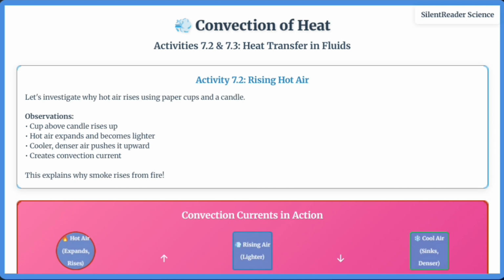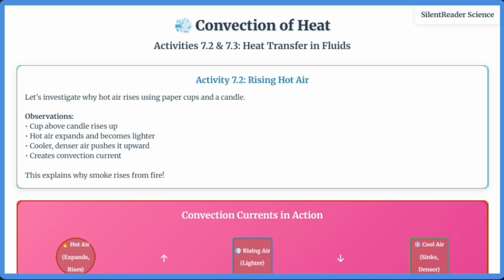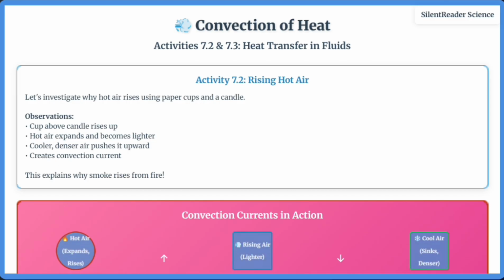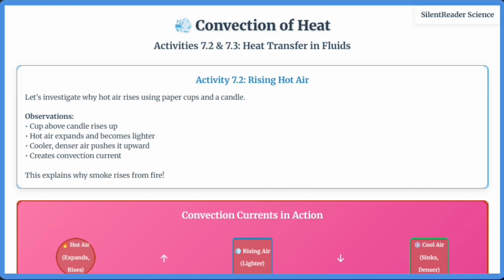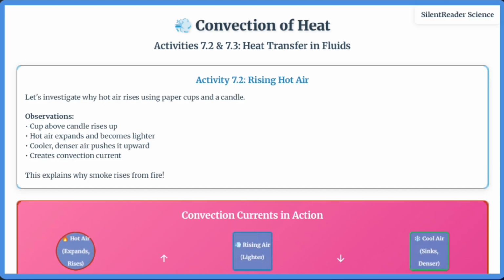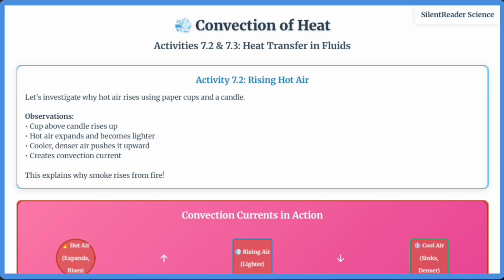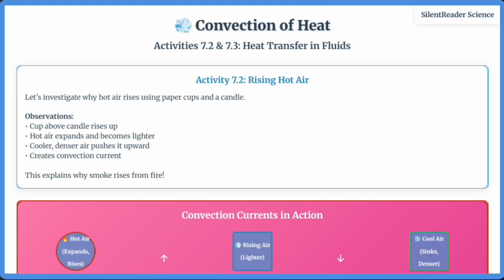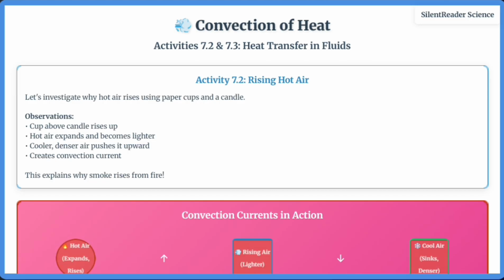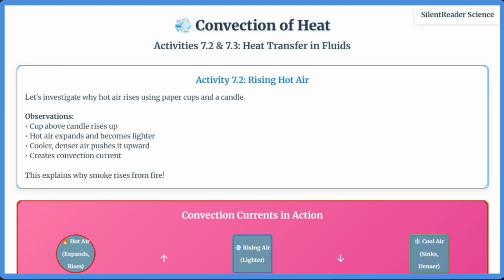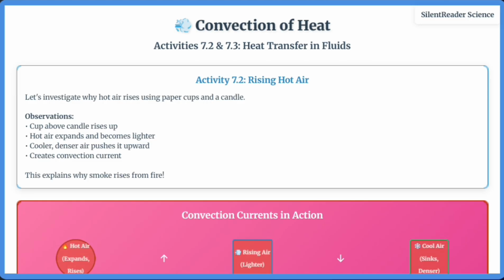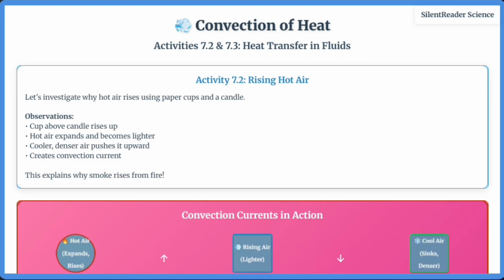In Activity 7.3, we use potassium permanganate in water to visualize convection currents. The colored water rises in the center where it's heated and sinks at the sides where it's cooler, creating a circular motion. Convection is heat transfer by actual movement of fluid particles. It occurs in liquids and gases. Unlike conduction where particles vibrate in place, in convection, particles actually move from one place to another, carrying heat with them. This explains many natural phenomena including atmospheric winds and ocean currents.